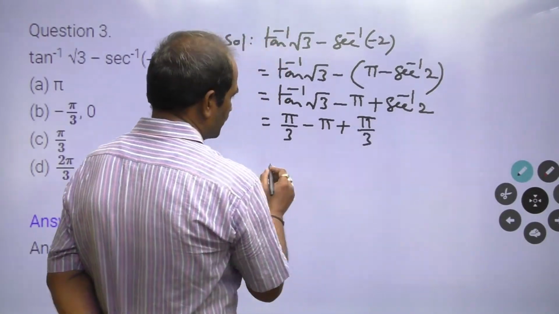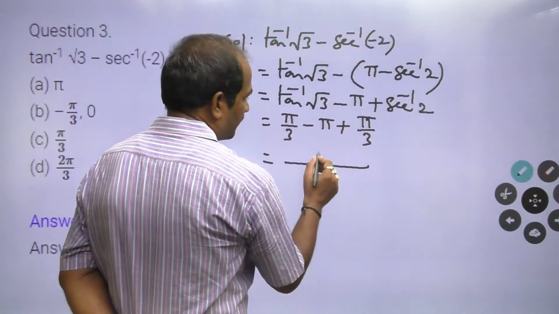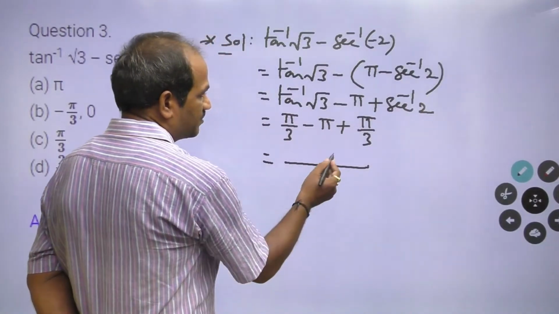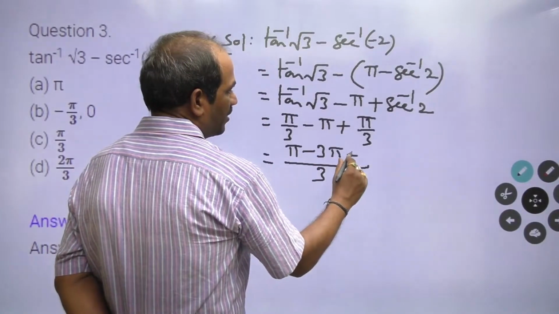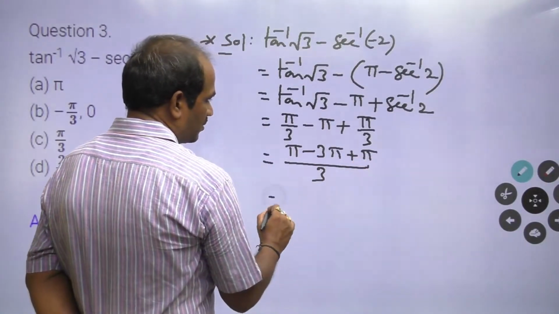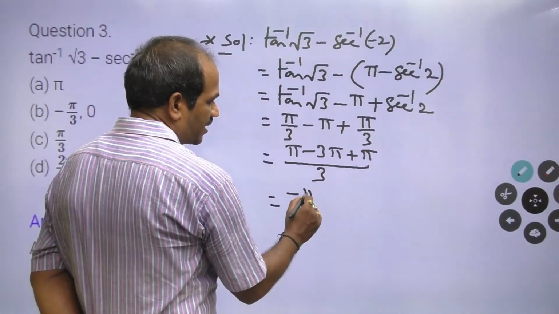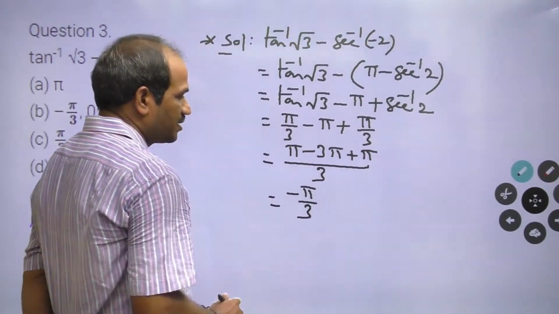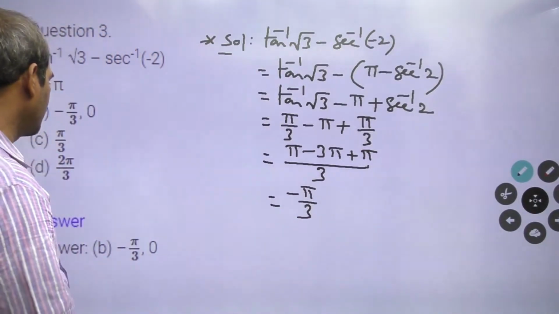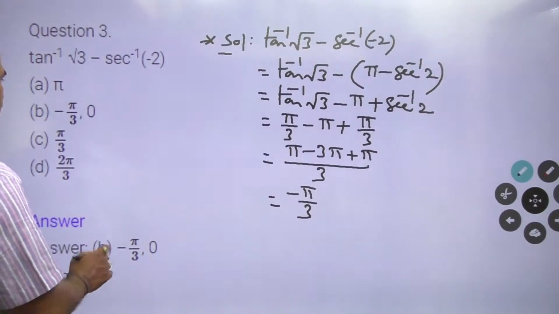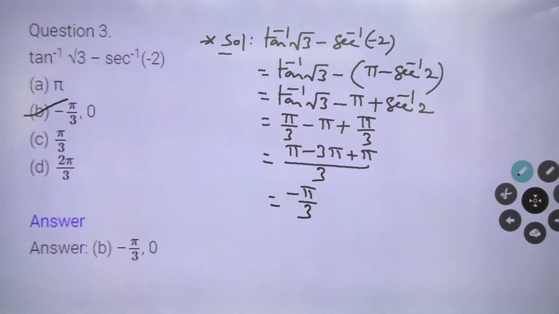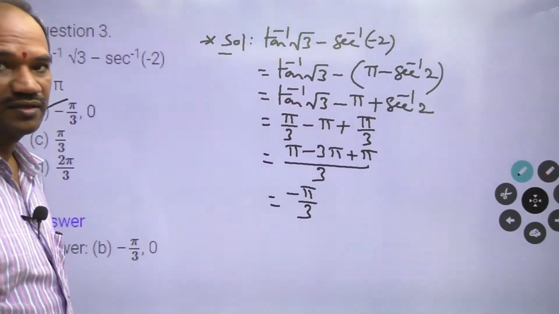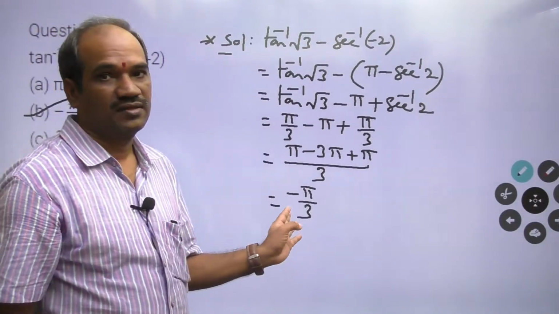So take the LCM, which is 3. That is pi minus 3 pi plus pi, so the total value is minus pi by 3. Minus pi by 3 is the answer. So the option is minus pi by 3, option B, the second option is the right option. Write this question.